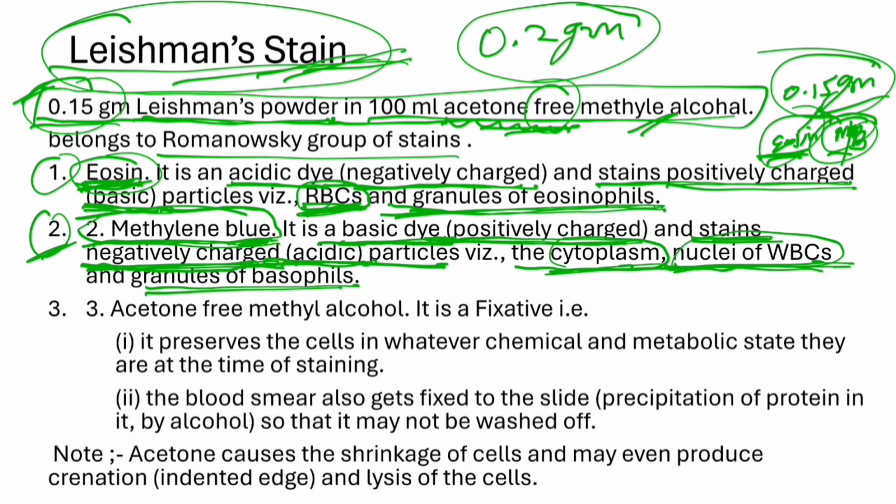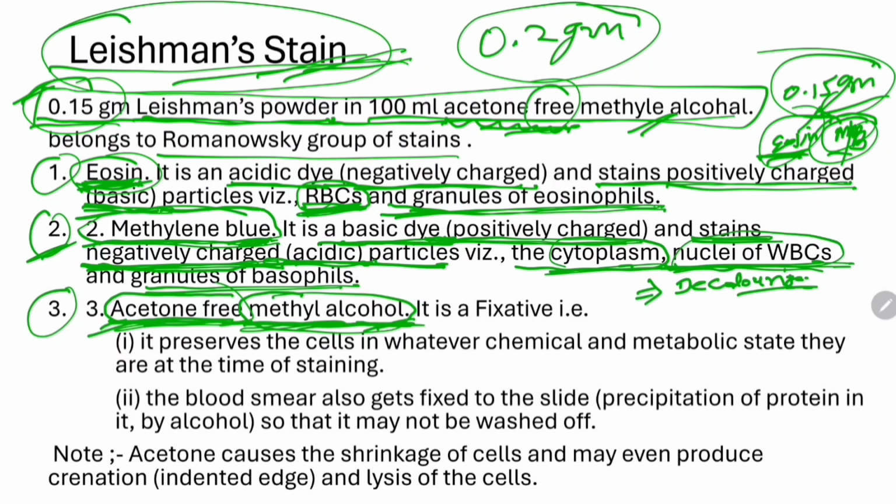Then the third component is acetone free methyl alcohol. Here we have methyl alcohol, and that is acetone free. If we use acetone in the methyl alcohol, it will decolorize the cell, and whatever eosin and methylene blue you are using is not going to work. So that's why we use acetone free.